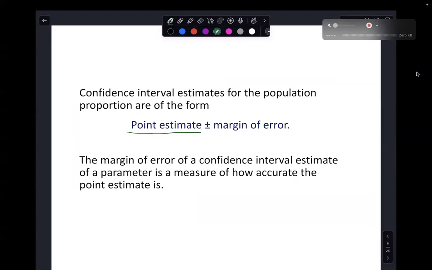And that point estimate is whatever my sample was. So I took a sample, and in my sample, 37% of those people said they were going to vote for candidate A. And so that's my point estimate. And then it'd be plus or minus that 3%. That's my margin of error. So this is one of the ways that we represent our margin of error. And I'm going to show you the other way that we represent it when we're doing the math.